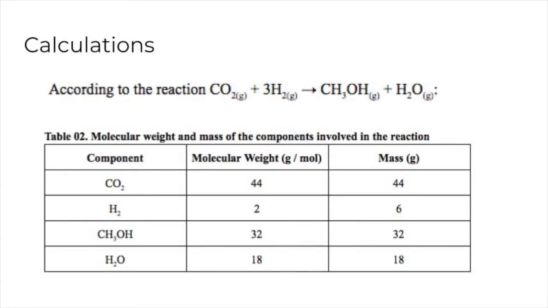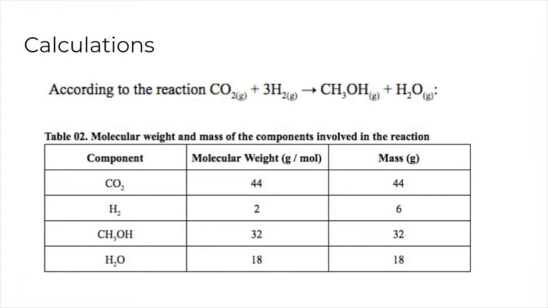According to the reaction, carbon dioxide and hydrogen giving methanol and water, it can be observed that the proportion of hydrogen is 3 times the proportion of carbon dioxide. In order to start with the mass balance, we had to calculate the molecular weight and mass of the components involved in the reaction. The first component, carbon dioxide, has a molecular weight of 44 grams per mole and a mass of 44 grams, as it only needs 1 mole to react.